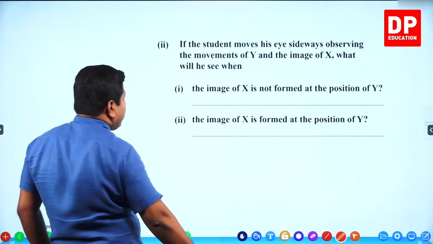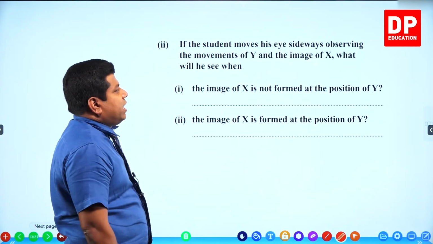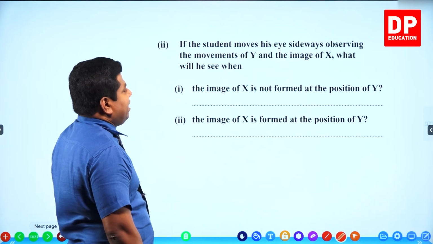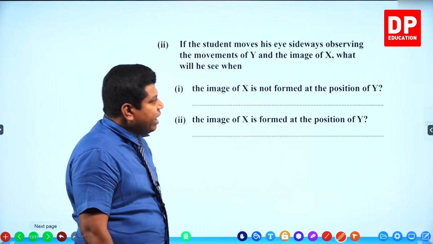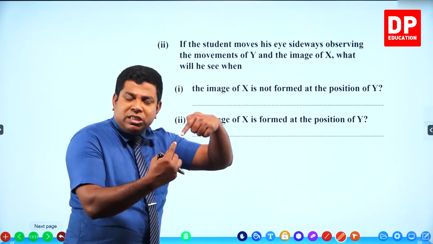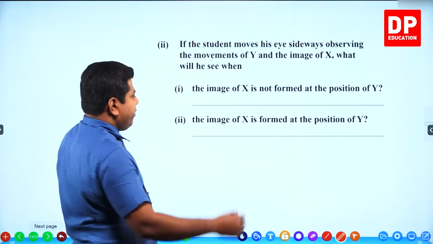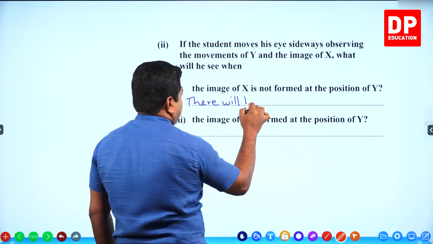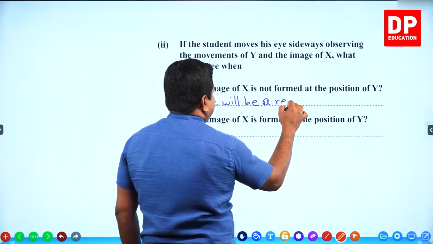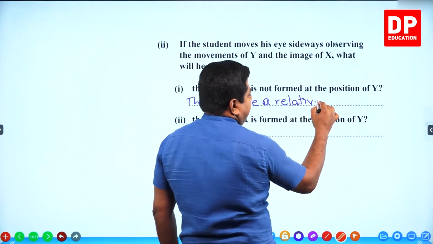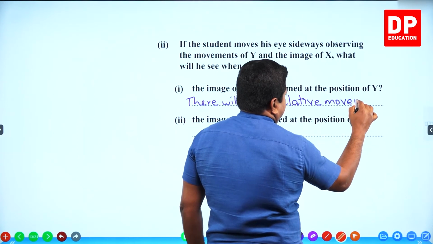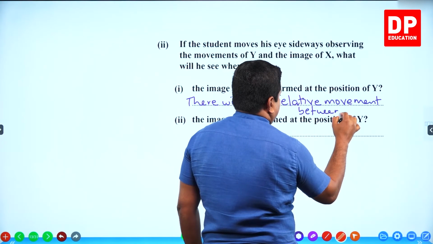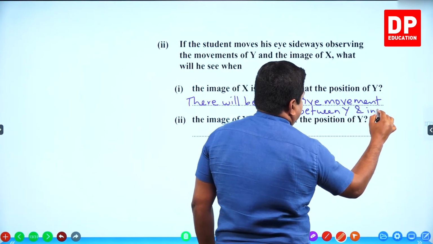Next, if the student moves his eye sideways, observing the movements of Y and the image of X, what will he see when the image of X is not formed at the position of Y? If they are not at the same position, what will happen? There will be a relative movement between Y and the image of X.